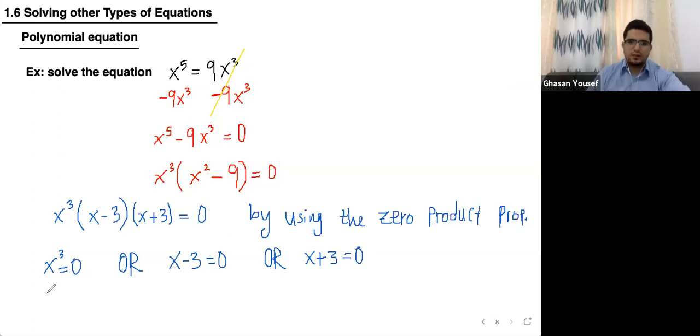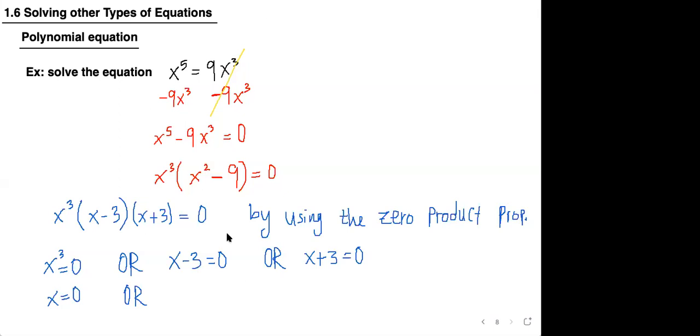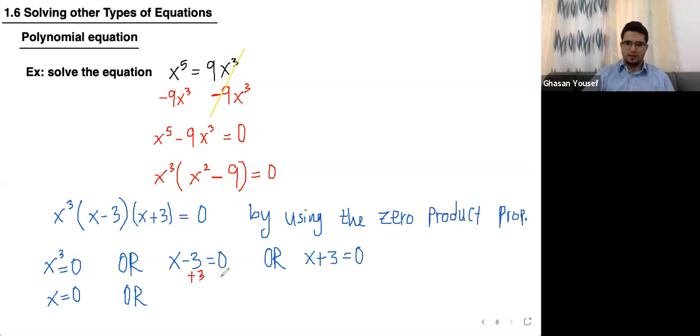Now, what does x equal? What's the value for x? Take the third root for both sides. They give me x equals 0. Or here I have to add, right? Positive 3 or negative 3. I have to add 3 to both sides, and here I have to subtract 3 from both sides.